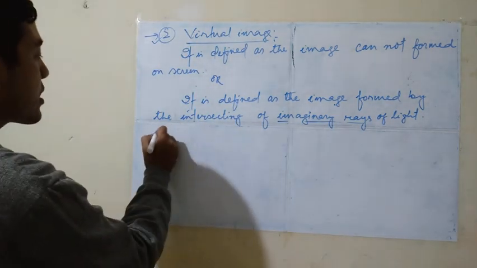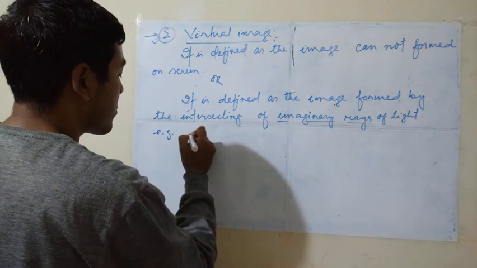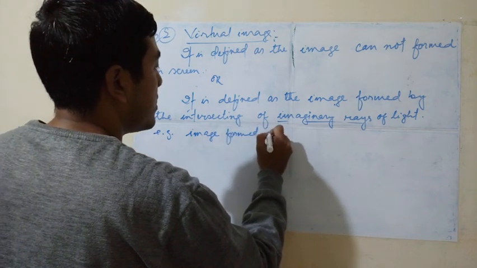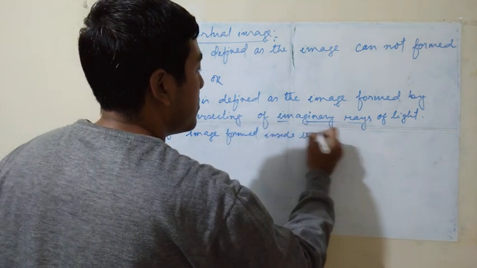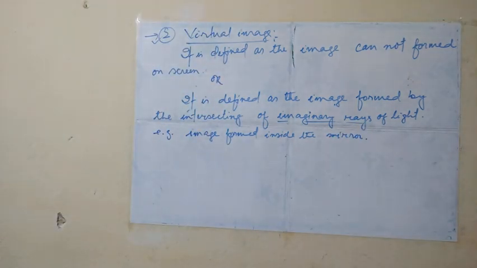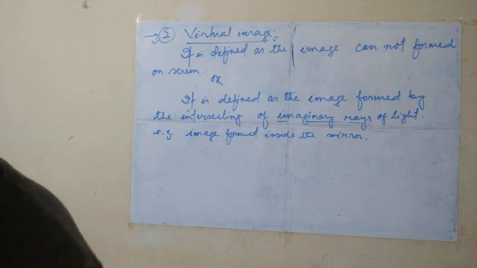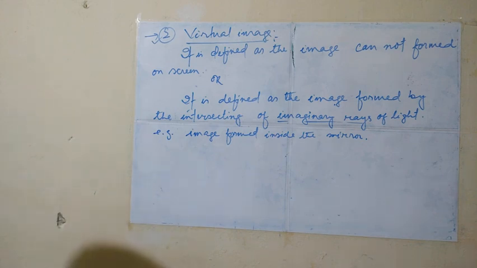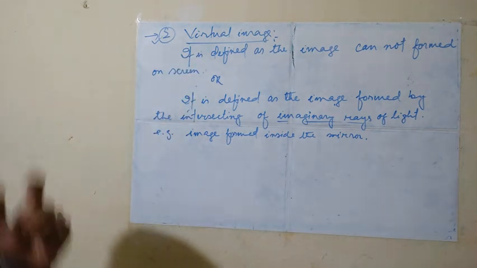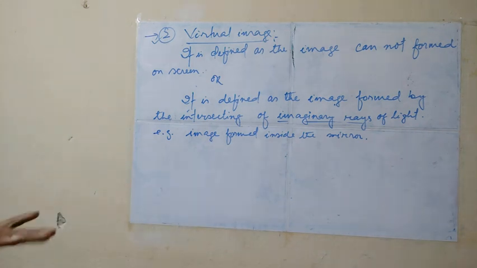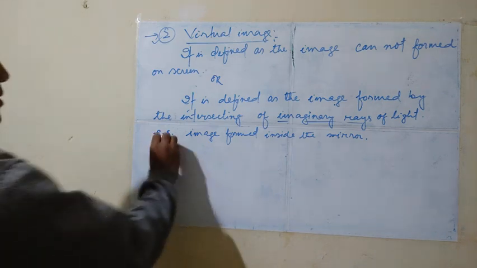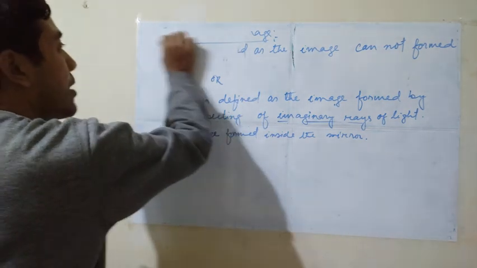That is example, you can see this image formed inside the looking glass. Okay, image formed inside the mirror, looking glass or any other mirror inside. These are all known as the virtual image. Copy down this one. One is cannot form on a screen. Number 2 is form due to intersecting of imaginary rays of light. Okay. Done. Okay. Next, I will give this one more important points.